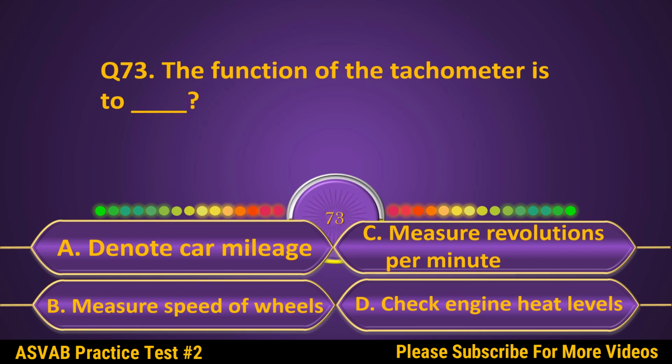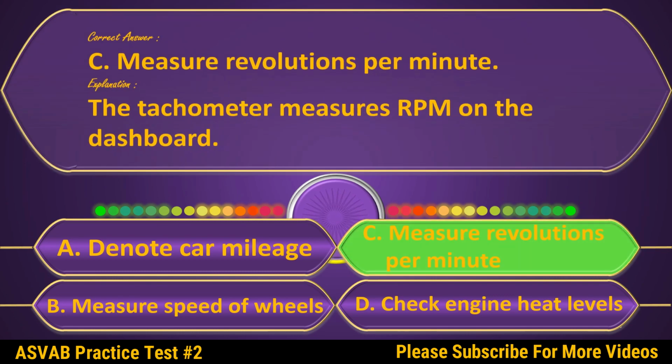Question number 73. The function of the tachometer is to blank. The options are A. Denote car mileage, B. Measure speed of wheels, C. Measure revolutions per minute, or D. Check engine heat levels. The correct answer is option C, measure revolutions per minute. The tachometer measures RPM on the dashboard.